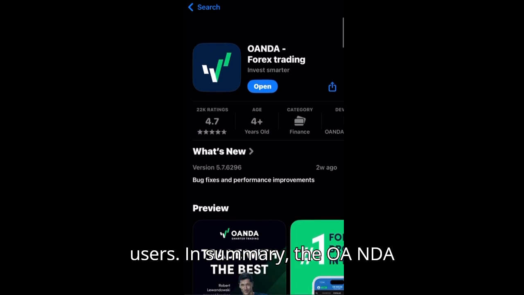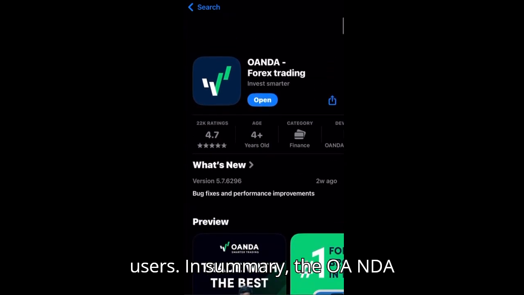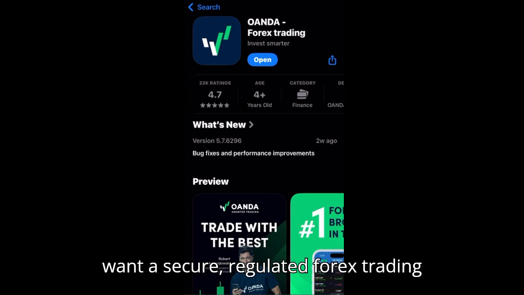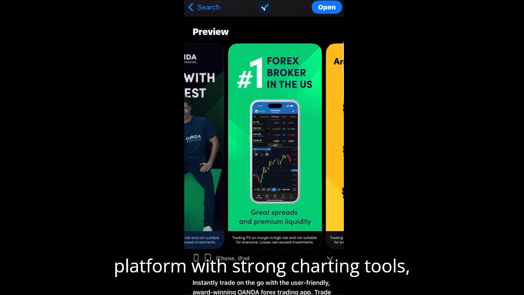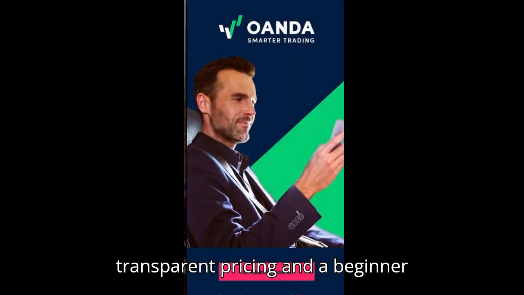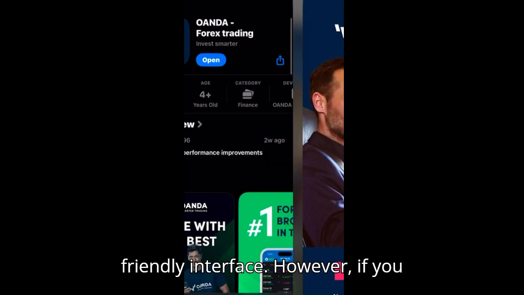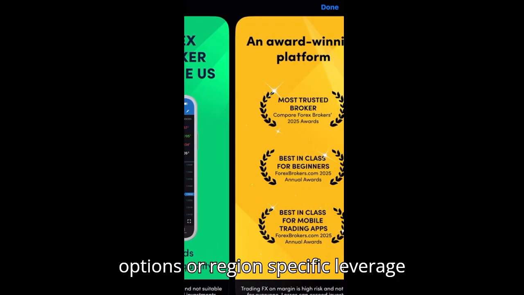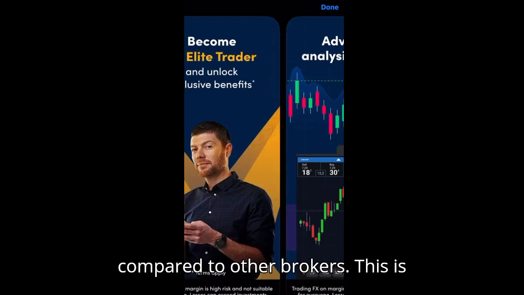In summary, the Oanda app may be worth using if you want a secure, regulated Forex trading platform with strong charting tools, transparent pricing, and a beginner-friendly interface. However, if you require extensive automation, broader CFD options, or region-specific leverage flexibility, you may find limitations compared to other brokers.